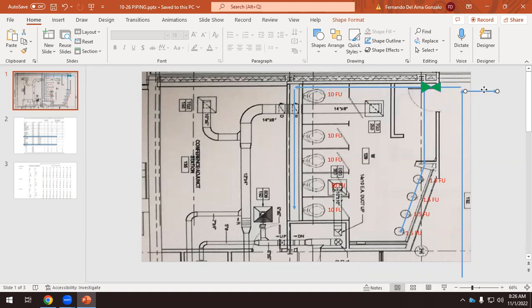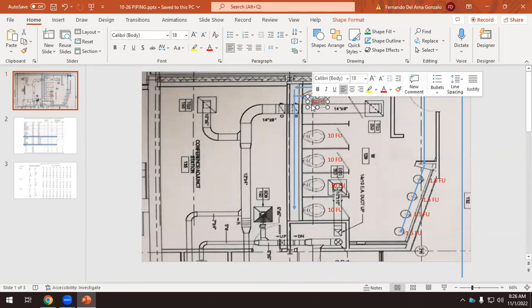So we have the branch going to the toilet. What's the size of that branch? What's the size of that branch? 1 inch.